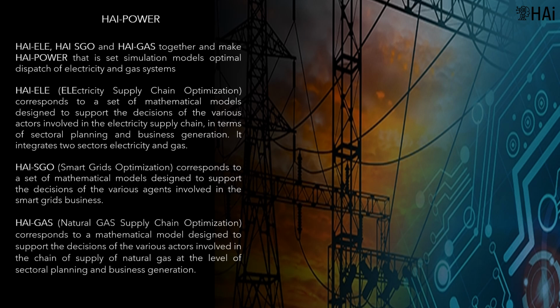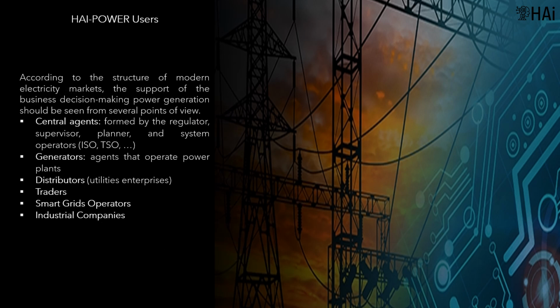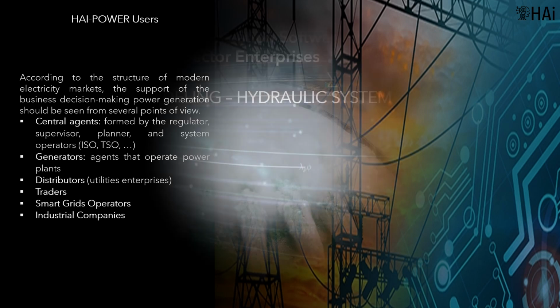The following is the topology of high power. According to the structure of modern electricity markets, the support of the business decision-making power generation should be seen from several points of view. Central agents, formed by the regulator, supervisor, planner, and system operator. Generators, agents that operate power plants. Distributors, utilities enterprises. Traders, smart grids operators, and industrial companies.